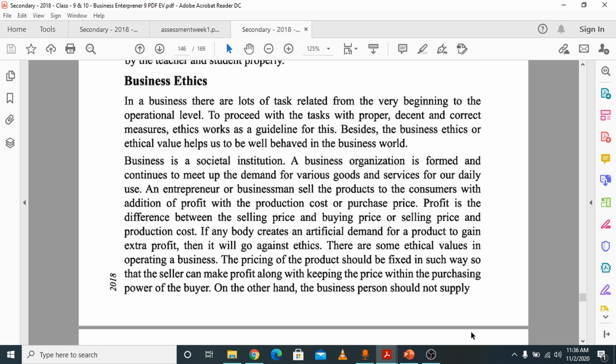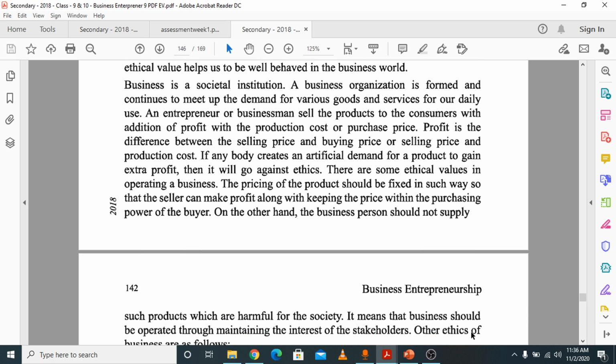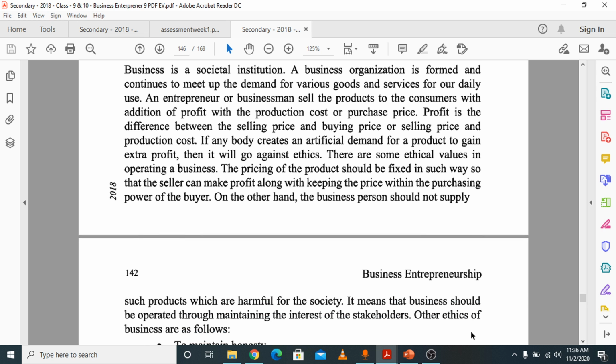What is profit? Profit means the difference between selling price and buying price. It is a common question. What is profit? As a businessman, you cannot do any unethical things to gain extra profit, because it is very much against the laws, and also against the social rules and regulations.